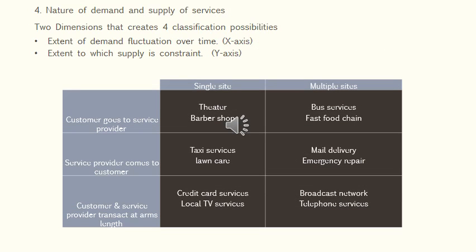Nature of demand and supply of services can be divided into single site and multiple site. Customer goes to the service provider, like we all go to theater, barber shop, single site. Multiple site, we all go to bus services, fast food chains. Service provider comes to the customer: taxi services, lawn service, single site. Mail delivery, emergency request goes everywhere. Customer and service provider transact at arm's length: the credit card services, local TV, the broadcast network and telephone are everywhere.